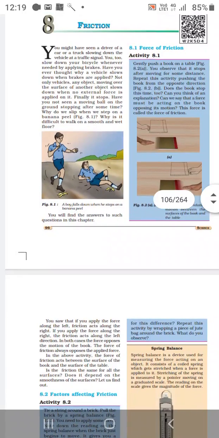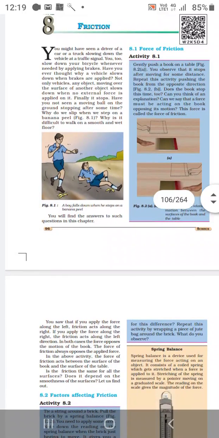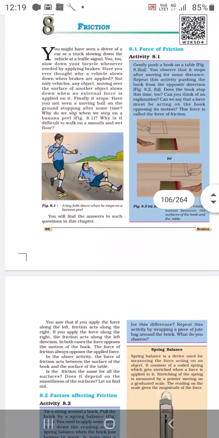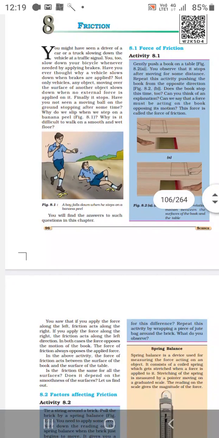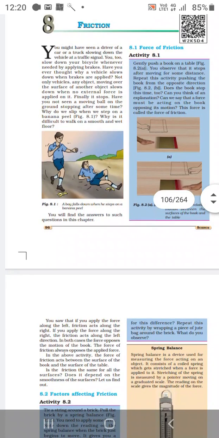And you can also do another thing. When you make a ball roll on the floor, the ball stops after some time. Why does the ball stop after some time? Not only vehicles, any object moving over the surface of another object slows down when no external force is applied.